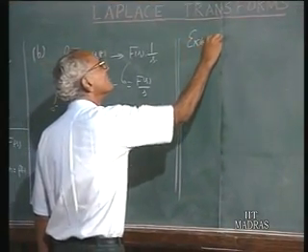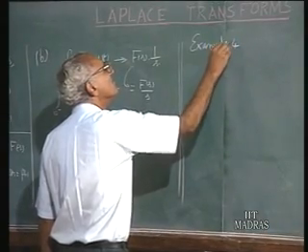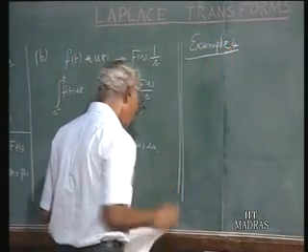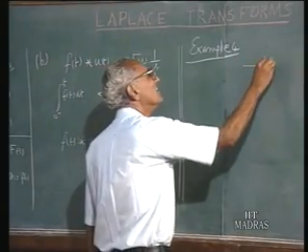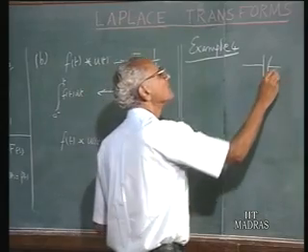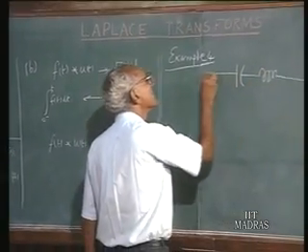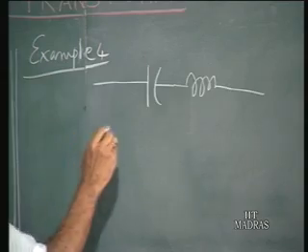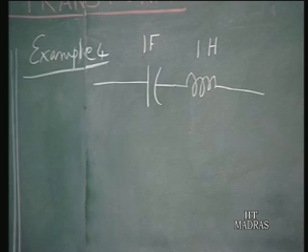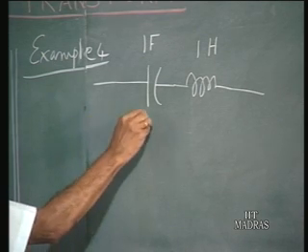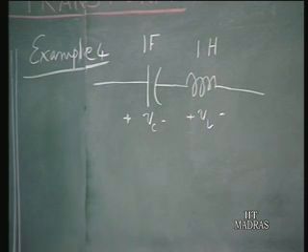Example 4. Let us consider now a section of a circuit in which we have an inductance L of 1 Henry and a capacitor of 1 Farad. And let the voltages across the two elements be described as Vc and Vl.